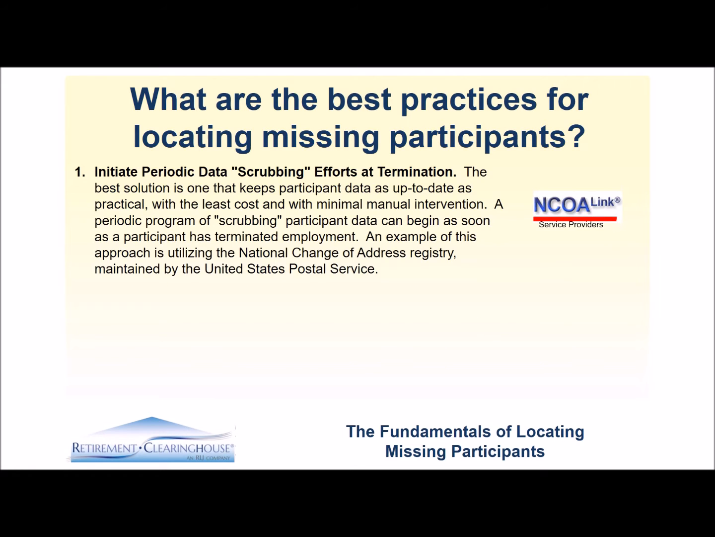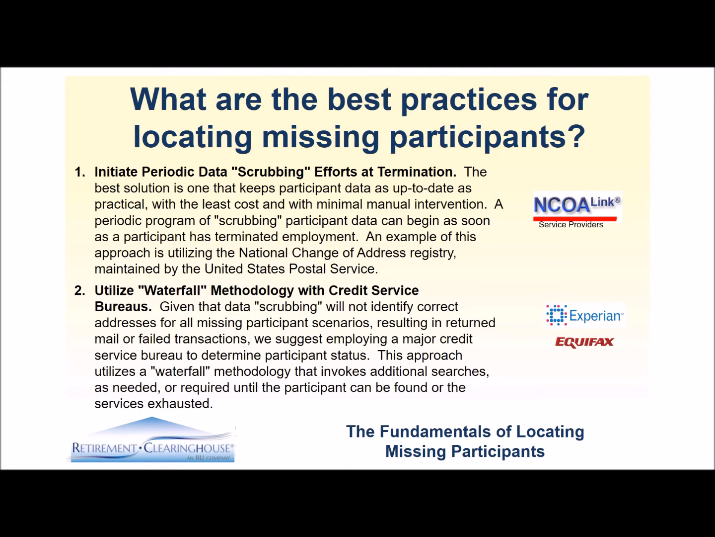Number 2, utilize waterfall methodology with credit service bureaus. Given that data scrubbing will not identify correct addresses for all missing participant scenarios, resulting in returned mail or failed transactions, we suggest employing a major credit service bureau to determine participant status. This approach utilizes a waterfall methodology that invokes additional searches as needed or required until the participant can be found or the services are exhausted.